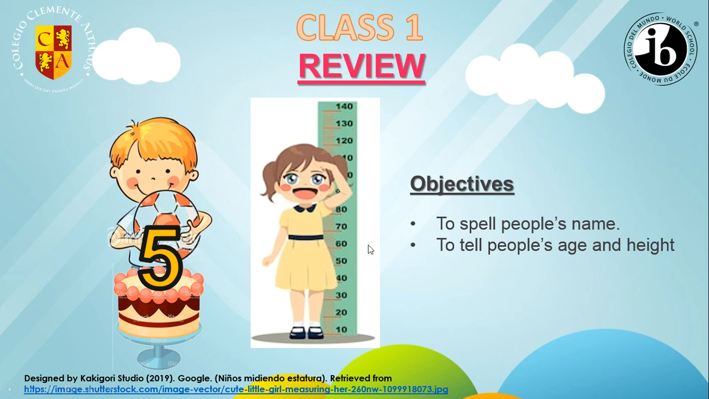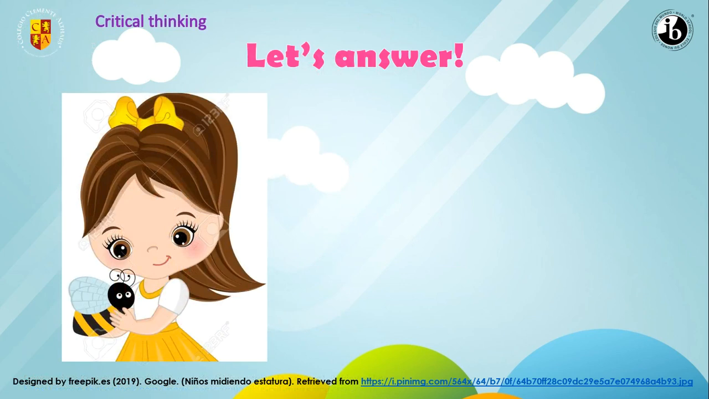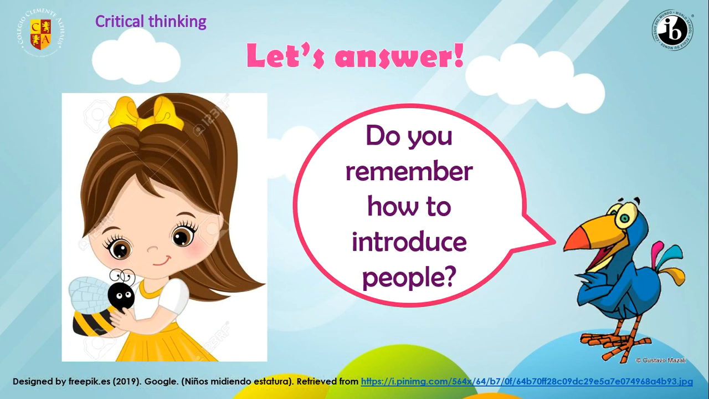Okay, everybody, this is class 1. We're going to do a review. These are the objectives: to spell people's name, to tell people's age and height. Okay, do you remember how to spell people's name and how to tell people's age and height? Okay, everybody, let's answer. Do you remember how to introduce people?